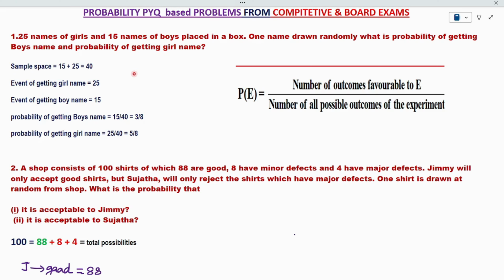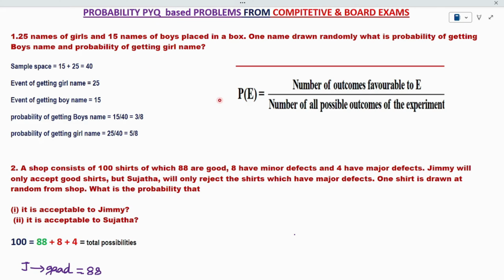Sample space is nothing but the maximum possible outcomes. Here I have 40 names in my box. If I pick one name at a time, I can pick 40 times. So this is my maximum possibility to pick out a paper or a name from the box. So that's my sample space, or maximum possible outcomes, which is 40.